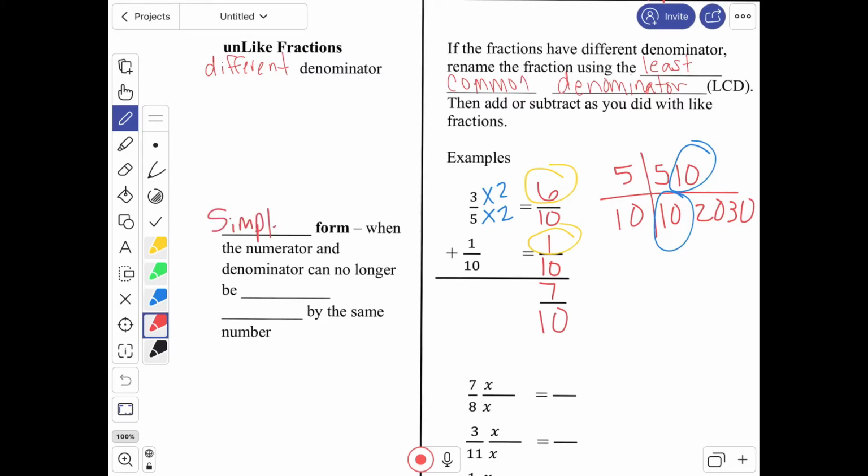And we always need to have our answers in simplest form. That's when the numerator and the denominator can no longer be divided evenly by the same number. So there's nothing I could divide 7 and 10 by evenly.